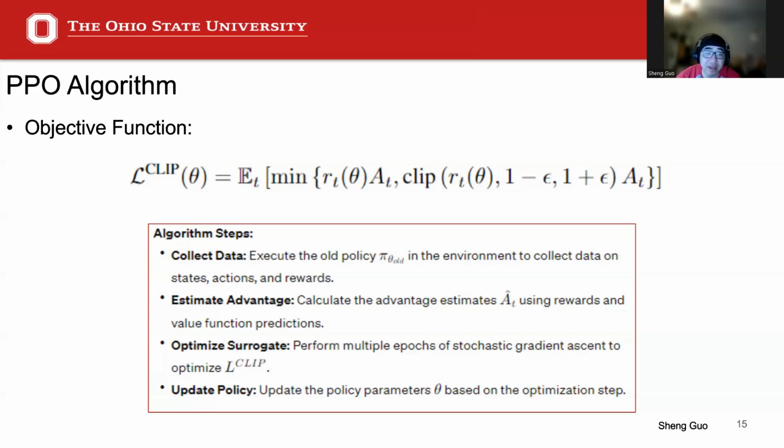Then we optimize the clipped surrogate objective function. This step is done several times to fine-tune the strategy without making big changes. In the final step, we update our policy parameters based on the optimization step. And we repeat all the steps until the policy network converges to a satisfactory solution. Overall, PPO performs well within the limitations and demands of RLHF.